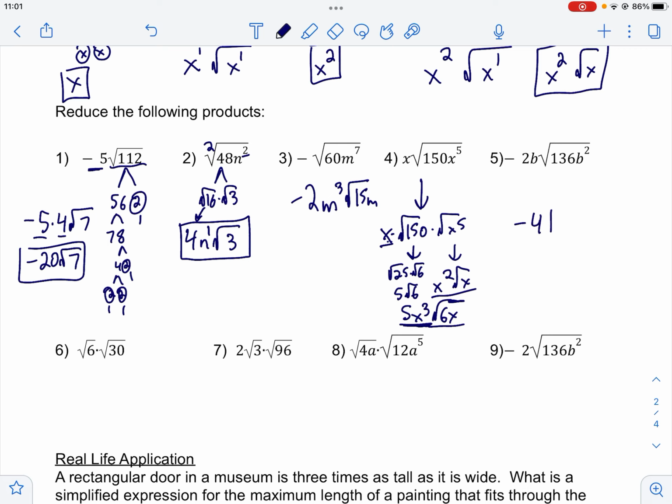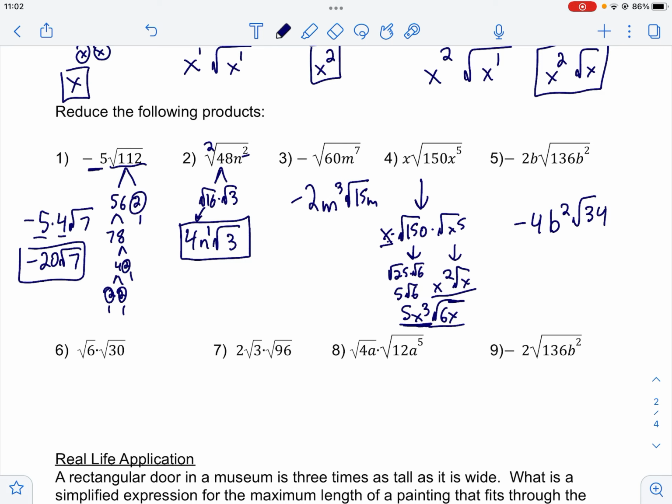For number 5, the correct final answer is negative 4b squared square root of 34. For number 6, 7, 8, 9, we're going to start to see multiplying square roots. So there's a number of ways to do this.